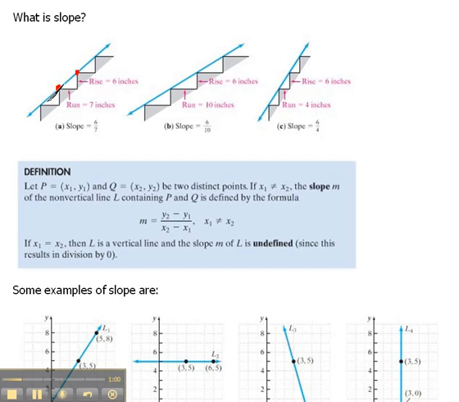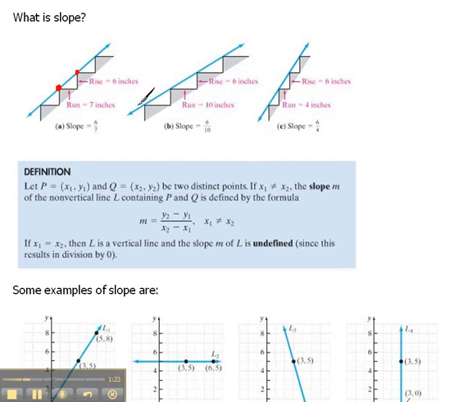Now, notice in every single one of these lines that they have drawn out for you, our slope here is 6 over 7, 6 over 10, 6 over 4, the ratio of the rise compared to the run. Also, I want you to notice that each one of these is a positive number. We're going to look at that again here in just a minute.